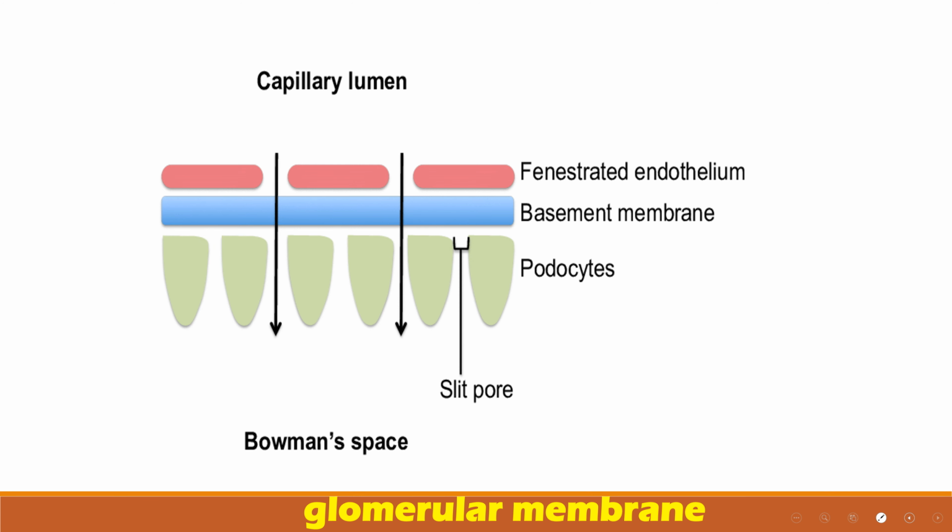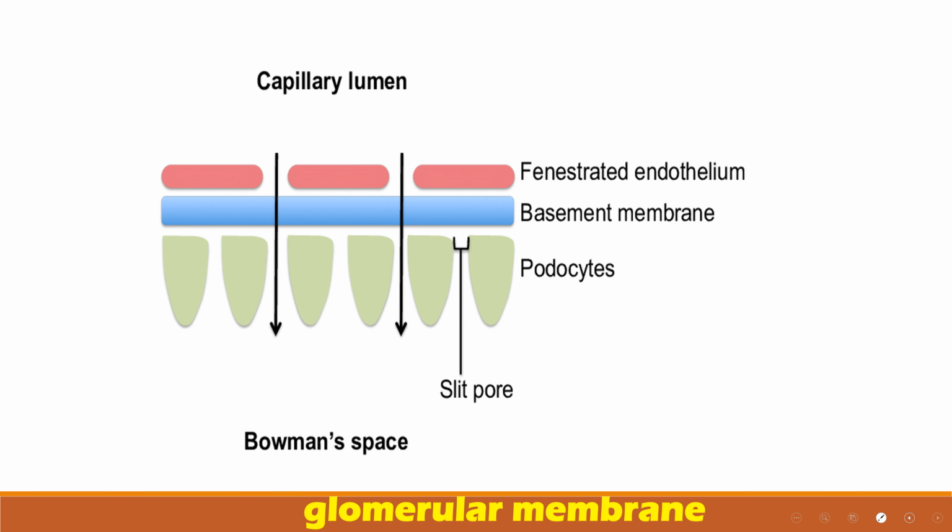The next structure we shall discuss is the glomerular membrane. As I mentioned just before, the glomerulus is the site of filtration. So, across which layers does the fluid filter from the capillary to the Bowman capsule? These layers are known as the glomerular membrane. The wall of the capillary is lined with fenestrated endothelium.